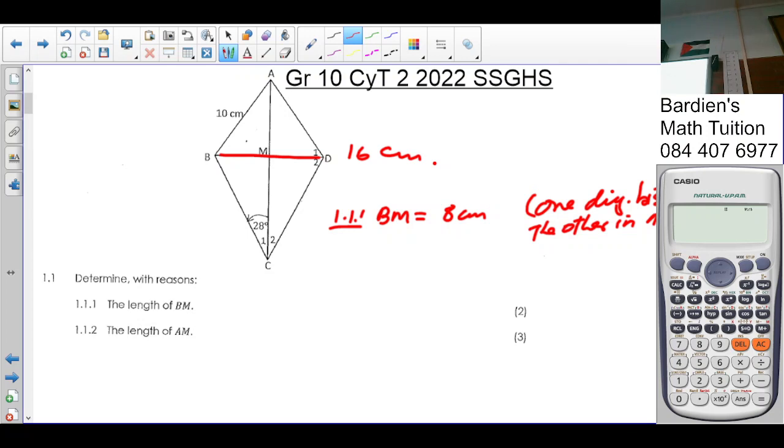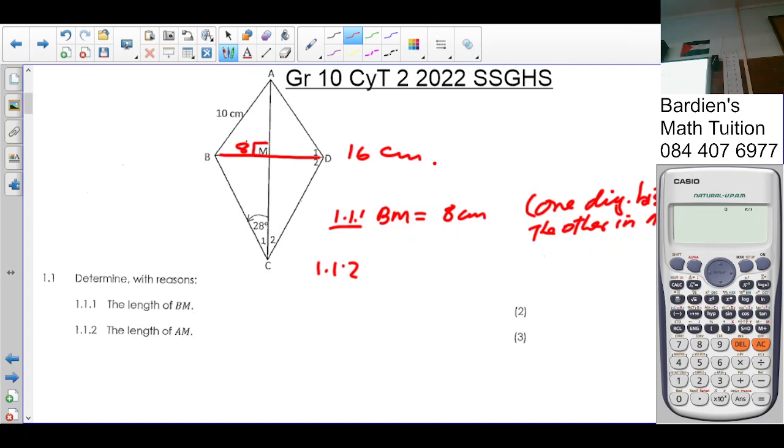Okay? That is 1.1.1. Now 1.1.2. So I'm going to put 8 here. The question says the length of AM. Now to calculate AM, how are you going to calculate AM? By using Pythagoras, not so? However, in Pythagoras, I need a right angle triangle. However, we know that is a right angle.